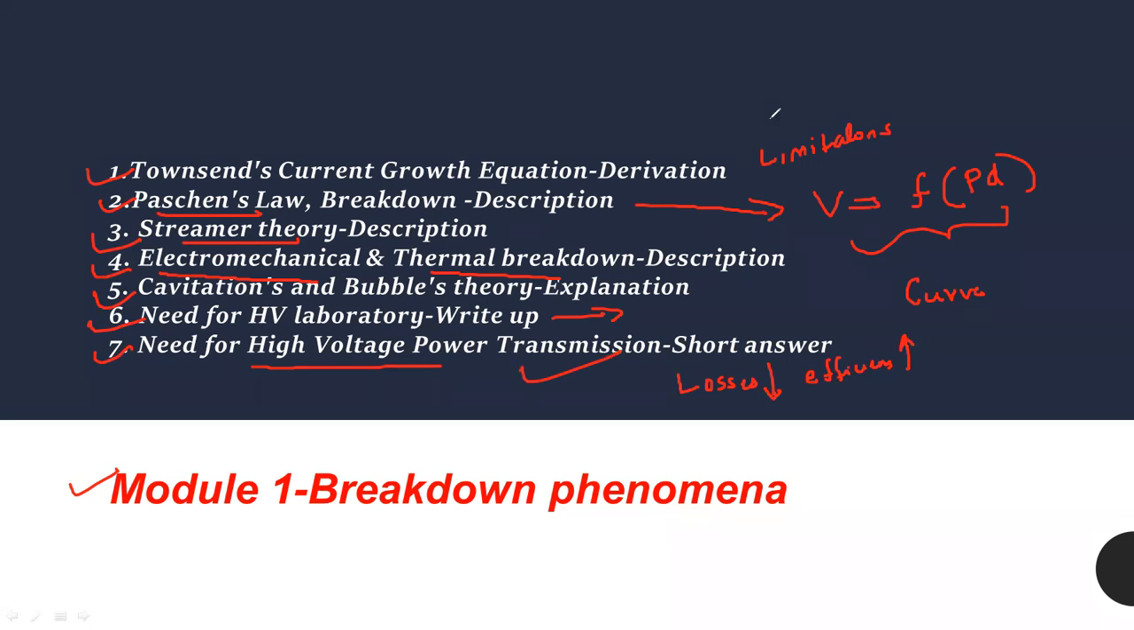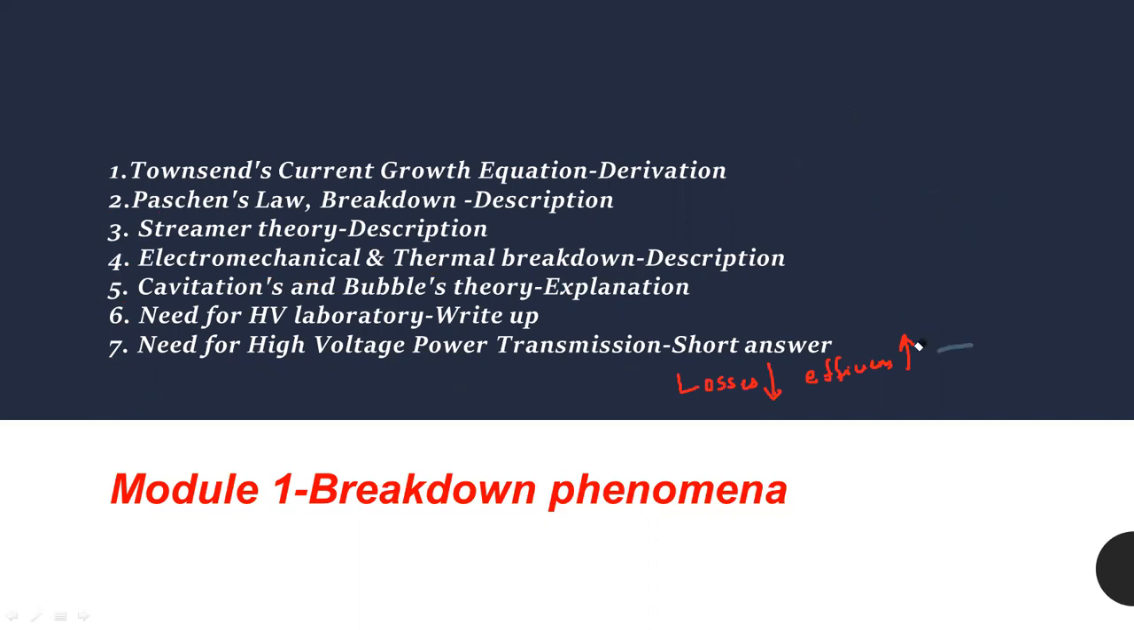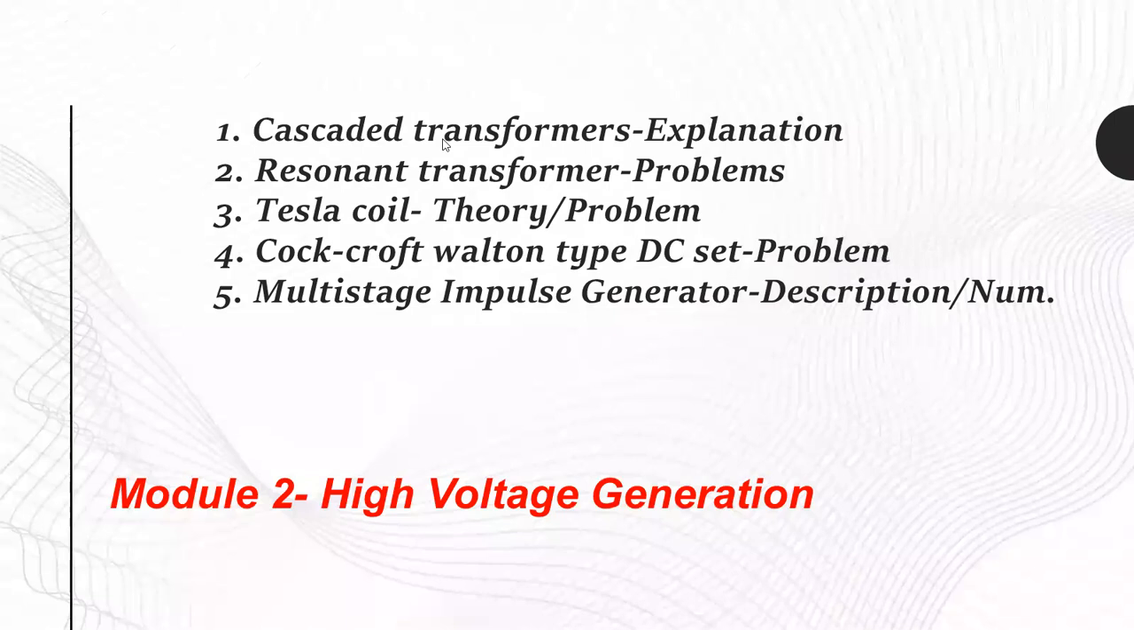So these are the important questions which you can expect from module 1. So try to keep in your mind these particular points. So before revising or studying, fine, let us discuss module 2. So in module 2, you are mainly studying about high voltage DC generation, AC generation, and impulse voltage generation.